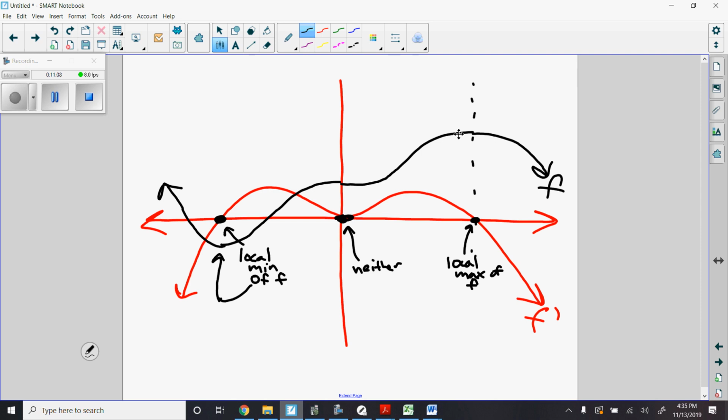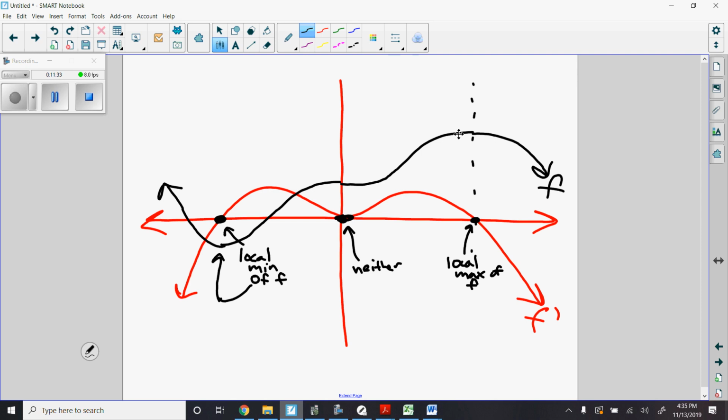Now, some people have an easy time going one of the directions and a hard time going the other. Okay? Some people struggle with both. Usually we struggle a little bit on one of these, okay? But when I step back and look at my f graph, I should see a local min at that left dot, I should see a local max at the right dot, and I should see a neither point in the middle.